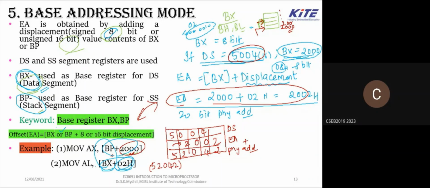52042H is a 16-bit location which specifies the physical address, so the actual address where the content is to be added. Therefore the content of the physical address is moved to AL, the content of the memory location. So if I have 52H in this memory location, this 52H will be moved to AL.